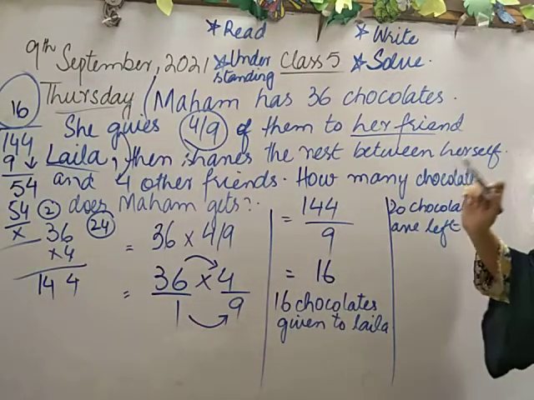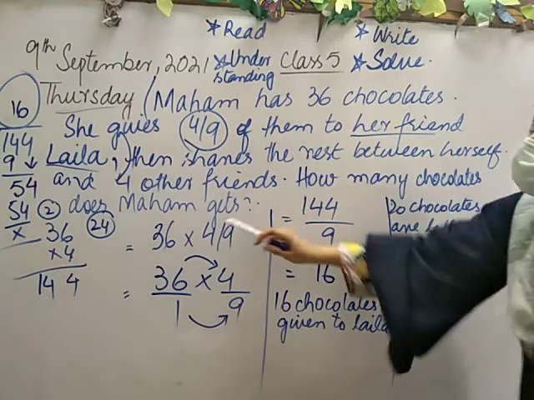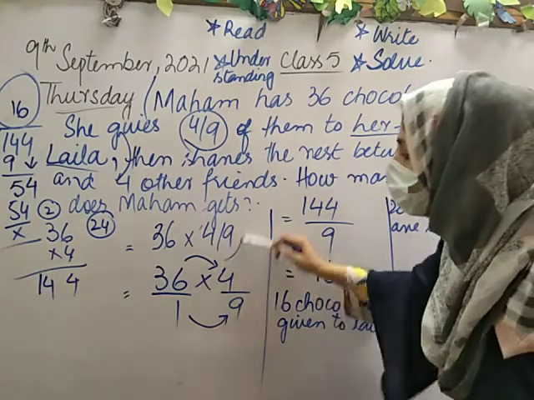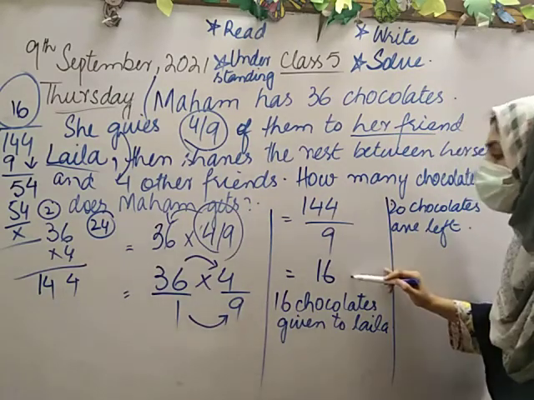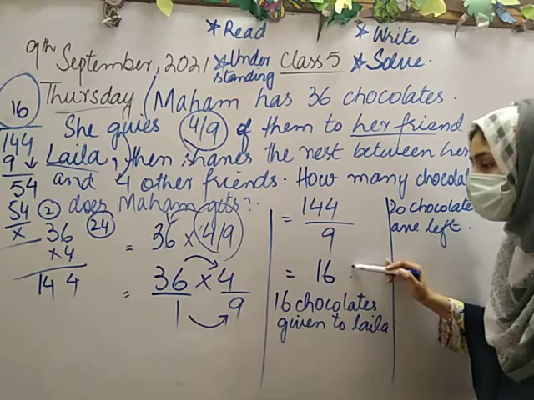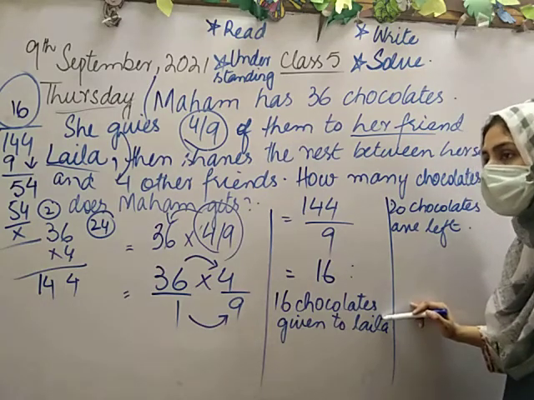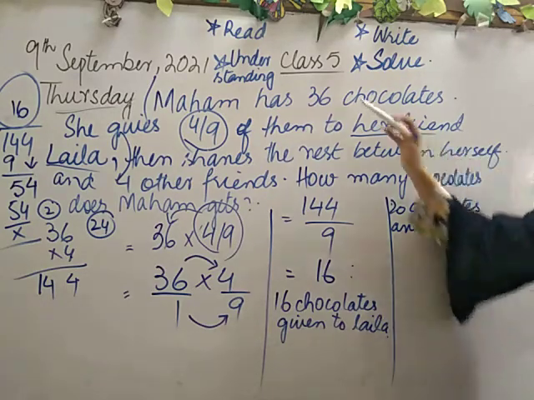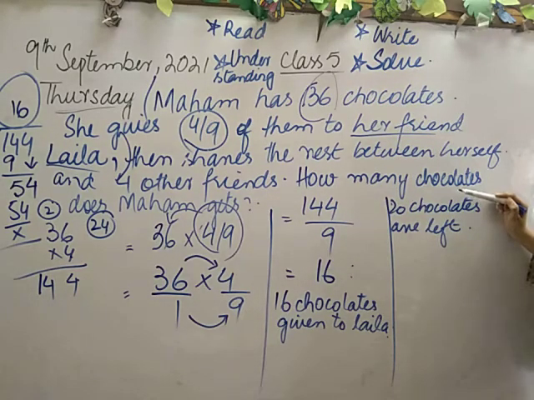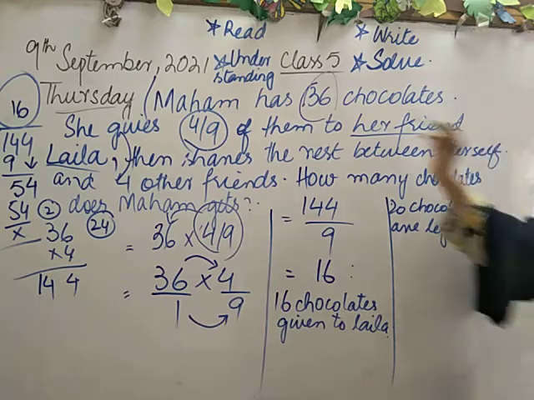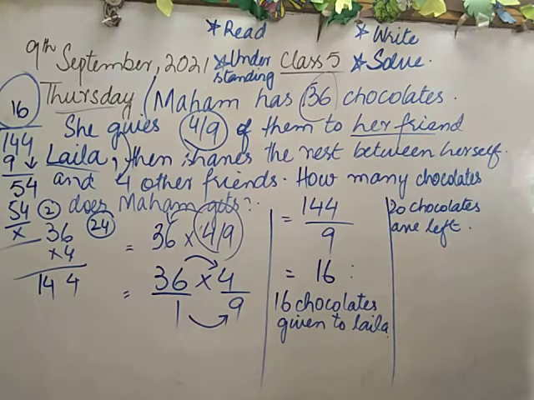अब इधर देखें, now I am going to repeat 36 chocolates थी and 4/9 part उसमें से उसने लैला को दे दिया. ठीक है, through this we have 16 chocolates which are given to Laila. Now total 36 थी जिसमें से 16 लैला को दे दी and 20 are still left. Back to the statement. The statement is then share the rest between herself and 4 other friends. So it means total friends are 5 altogether.